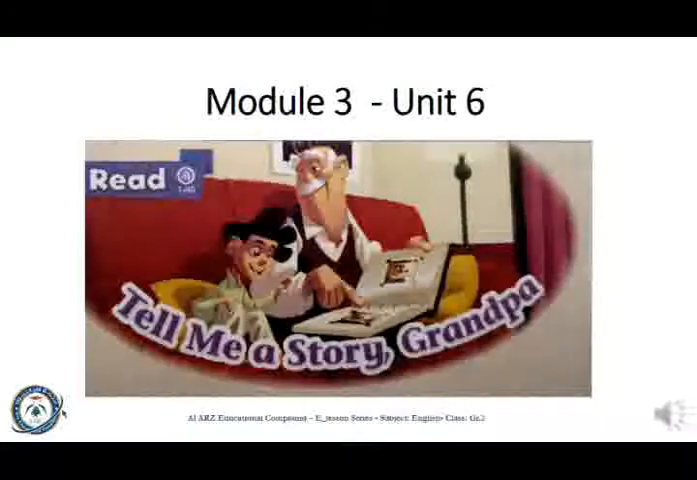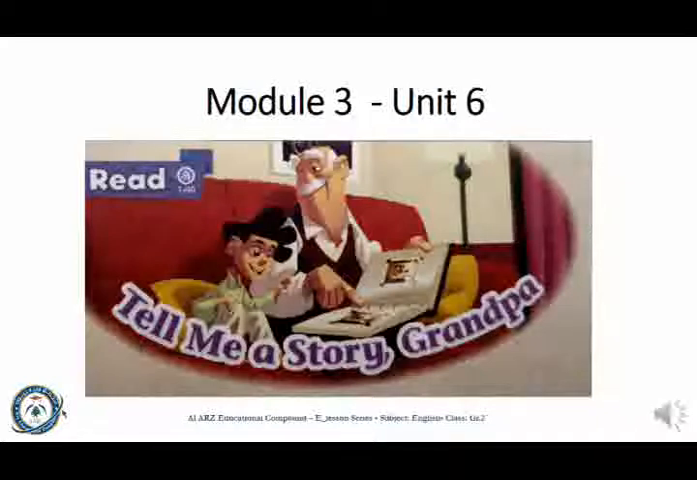Today we will start reading a new text in your student book, page 58. Let's start looking at the picture and read the title. Tell me a story, Grandpa. According to the picture and the title, what do you think the text will be talking about? The text will be talking about a young boy asking his grandfather to tell him a story.